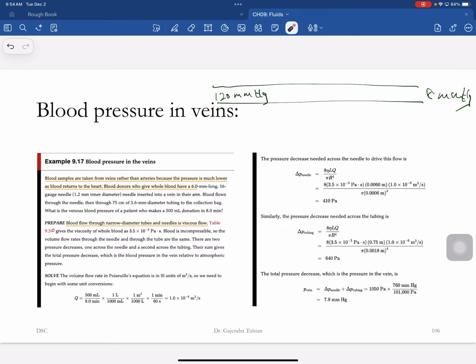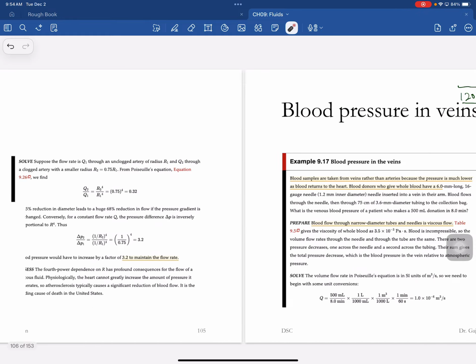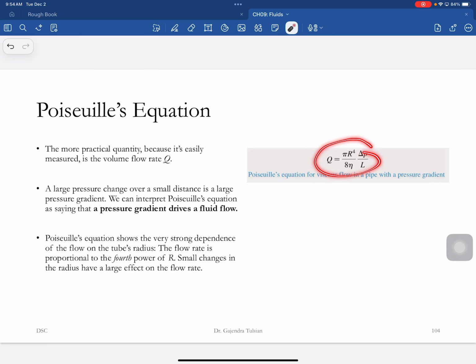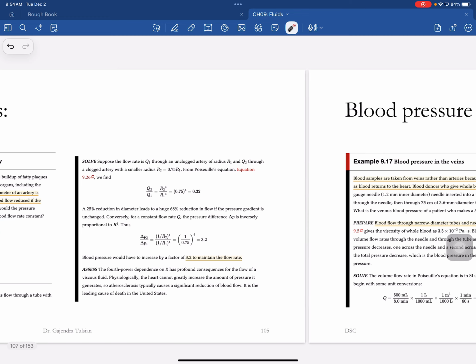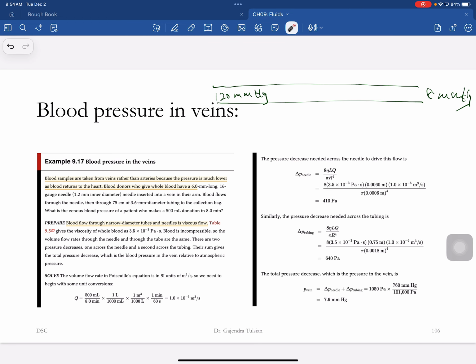So there's the flow rate, and there's the flow rate in meters cubed per second. The pressure across the needle. We are using Poiseuille's equation. So the pressure across the needle, there's the flow rate, that's that equation, and there's the length of the needle. The pressure across the needle is the pressure you would need to maintain the flow. And here's the pressure across the tubing. So the total pressure you need is about 8 millimeters of mercury.